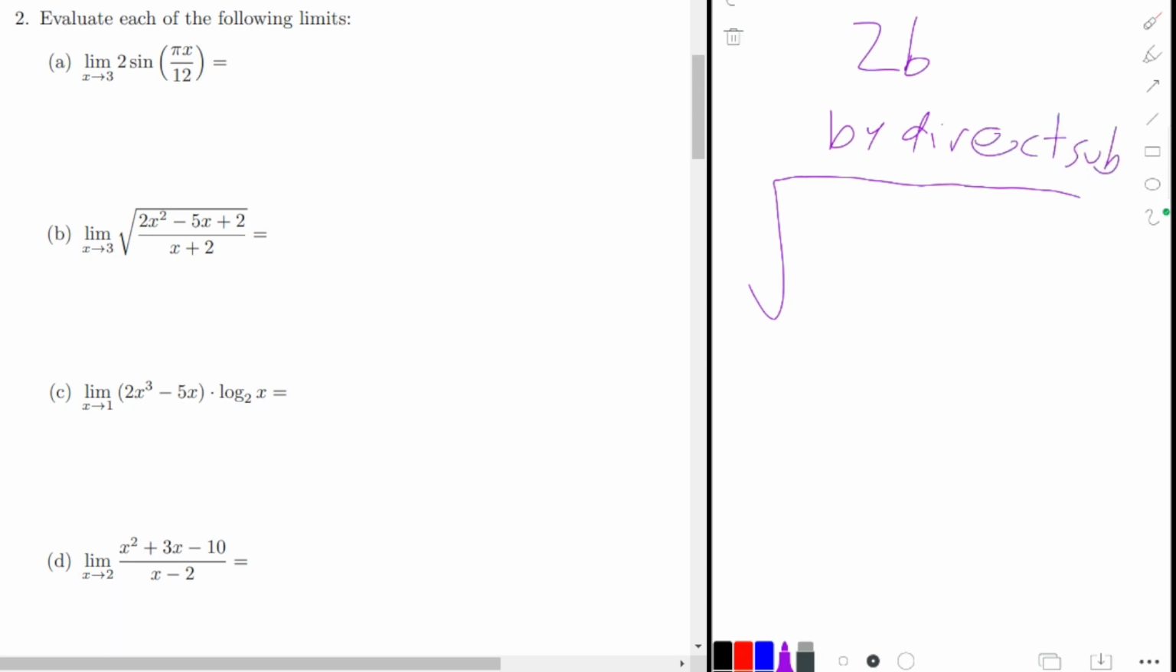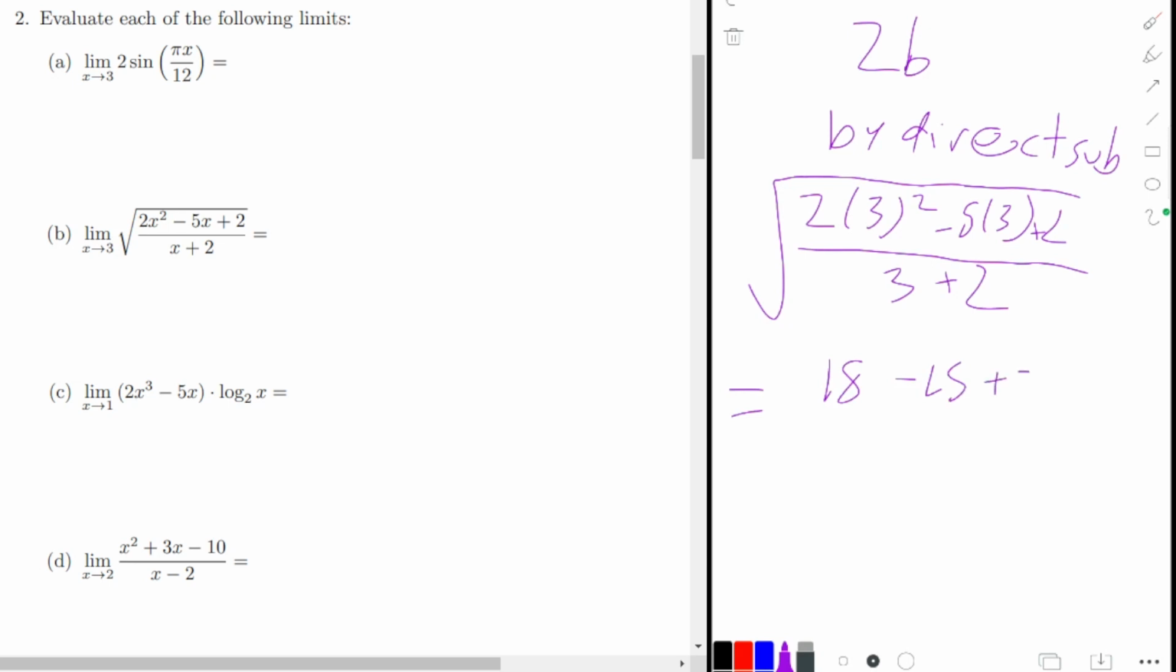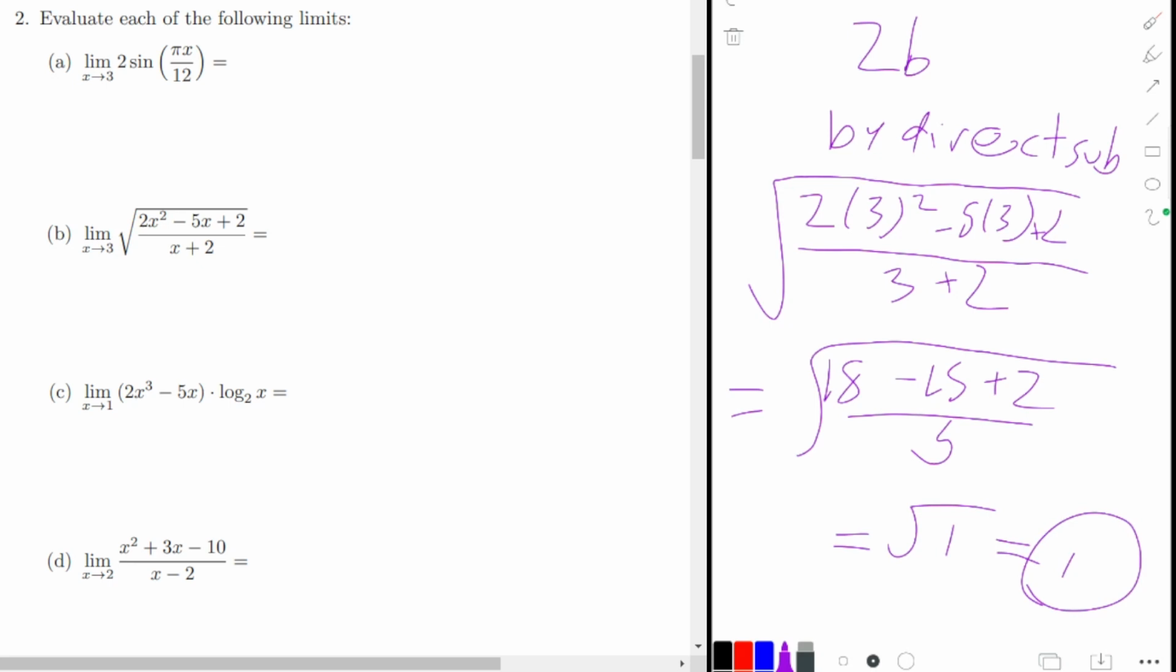This is just 2 times 3 squared minus 5 times 3 plus 2, over 3 plus 2. And that is equal to 18 minus 15 plus 2 over 5. That's square root of 1, or 1. Now that I'm actually working this out, I do believe that at least 3 out of the 4 of these were direct substitution.